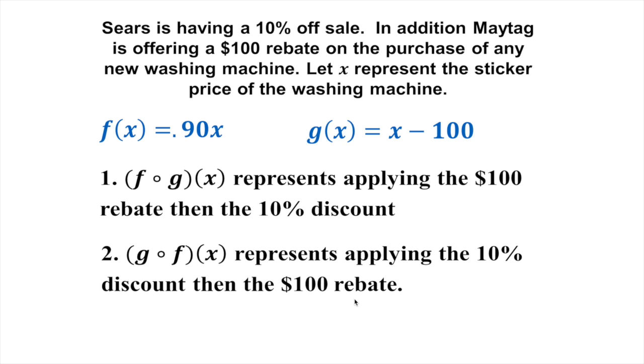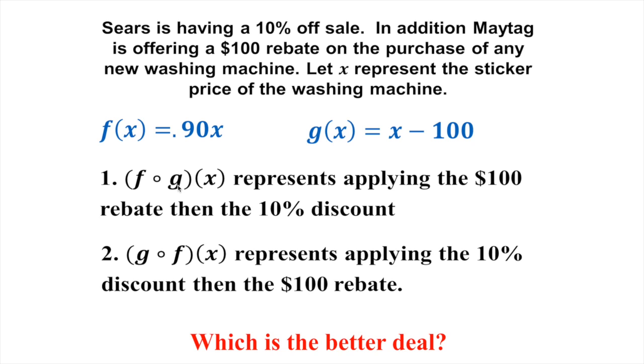Okay, so the question here is, which deal is better? Should we apply the 10% discount first, then receive the $100 rebate, or should we get the $100 rebate first, then take 10% off? Which one is going to cost us less as the consumer? Because if you get up there and you're talking to a salesperson and they're checking you out and they say, well, which one do you want to apply first? Then you need to know which one is going to benefit you the most, which one's going to cost you the least.